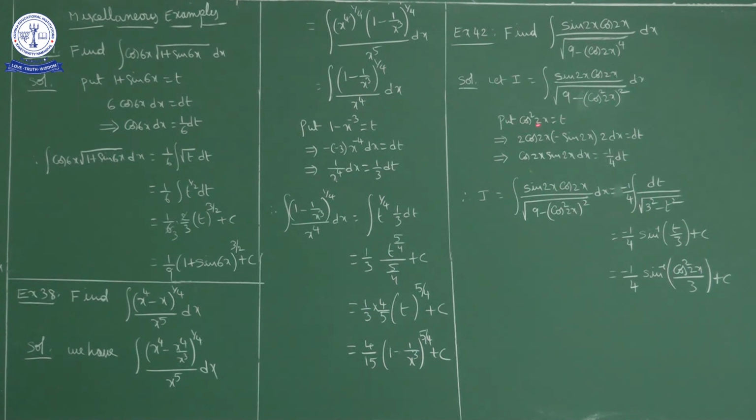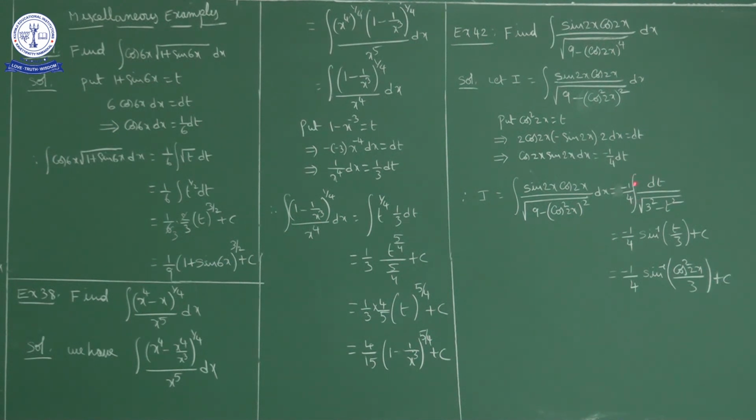Now derivative. So what will we get? Cos square derivative 2 cos, cos derivative minus sin 2x, 2x derivative 2. Okay, dx equal to dt. So 2 into 2 is 4, minus is there, no? So minus 4 cos 2x sin 2x dx equal to dt. So cos 2x sin 2x dx we can write as minus 1 by 4 dt. So numerator sin 2x cos 2x dx reduces to minus 1 by 4 dt.